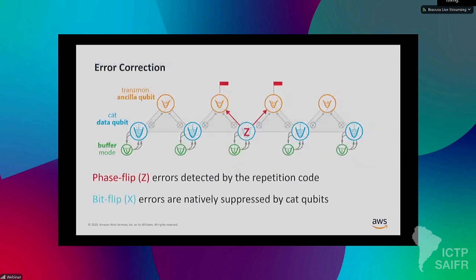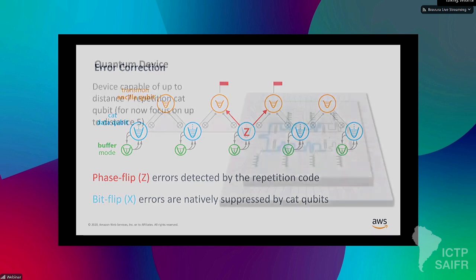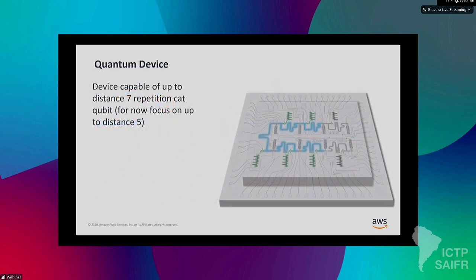So again, phase flip errors will be detected by this repetition code, and bit flip errors are suppressed by the cat qubits. This is a picture of the quantum device that was built. Our device could go up to distance 7, but we found a patch of distance 5 that actually worked better, so we focused on that.